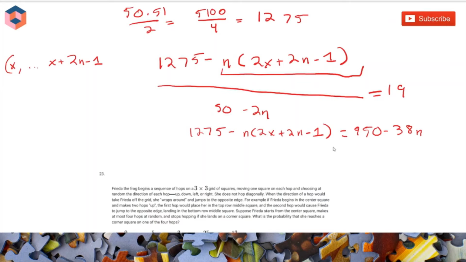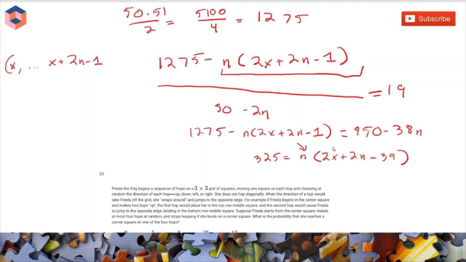Now grouping like terms, so I bring the 950 all the way to the left hand side. 1275 minus 950 gives us 325. And adding this here and subtracting 38, so the 38 would go inside the parentheses. We get n times 2x plus 2n minus 1 minus 38, or 2x plus 2n minus 39. Now this is easily solvable, and the way that you can do that is you can look at the factors of 325, and basically n could be one of those factors and x could be the other factor, so this would be the other factor. We didn't proceed that way.